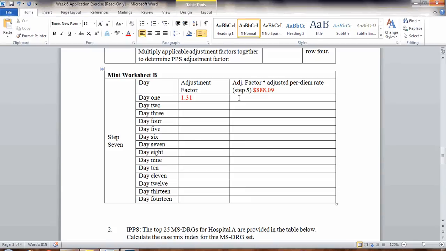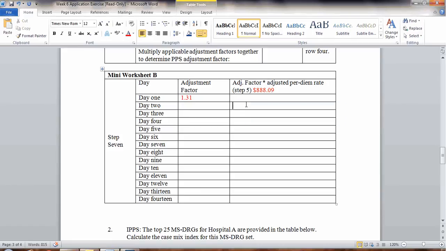You'll have the information for your other days, the adjustment factor for these other days in which the patient was hospitalized, and what you're going to do is take each additional adjustment factor and multiply it by that $888.09 to complete the other cells in this particular column.